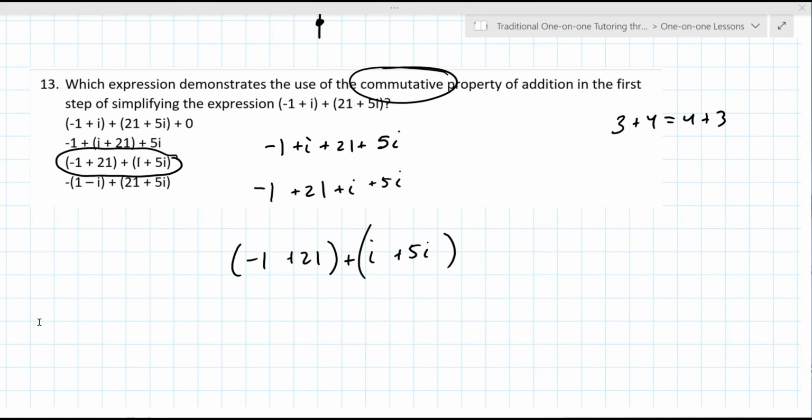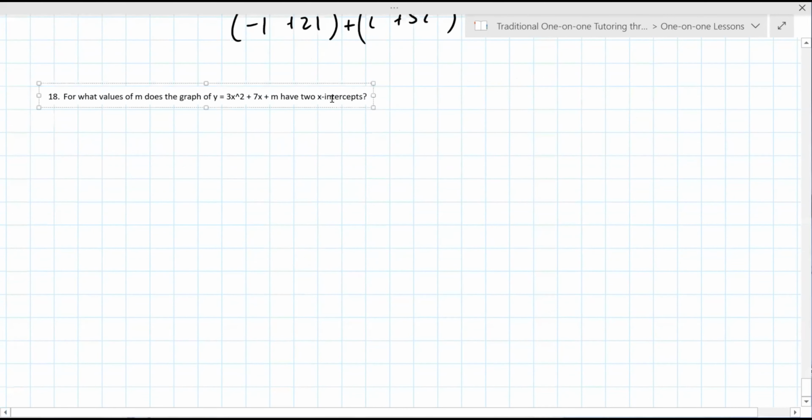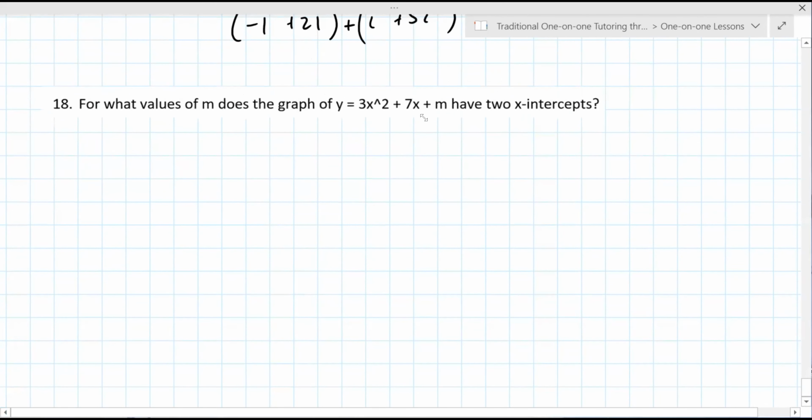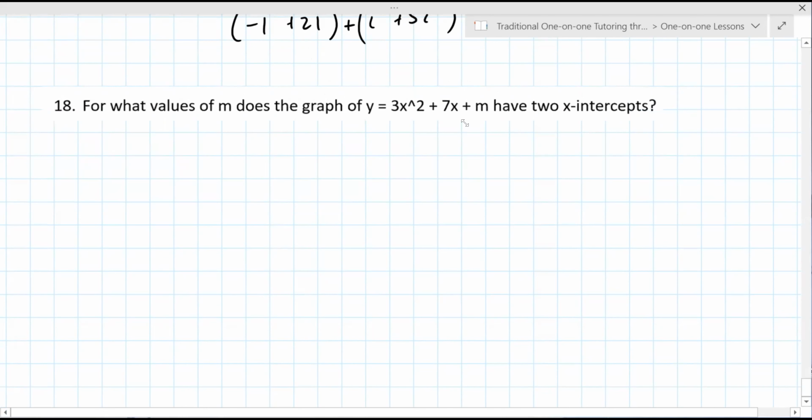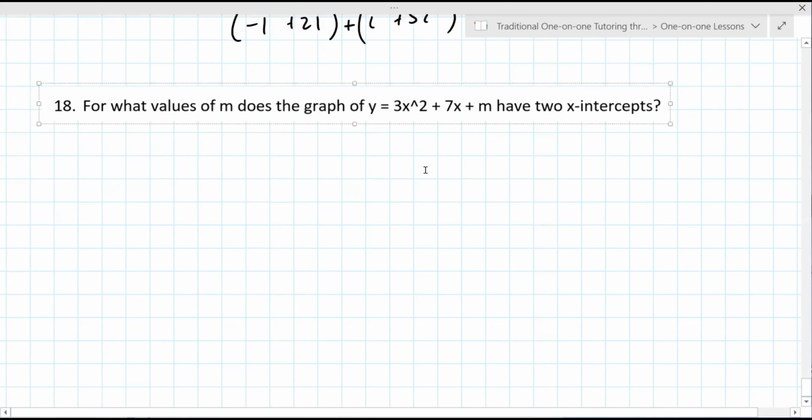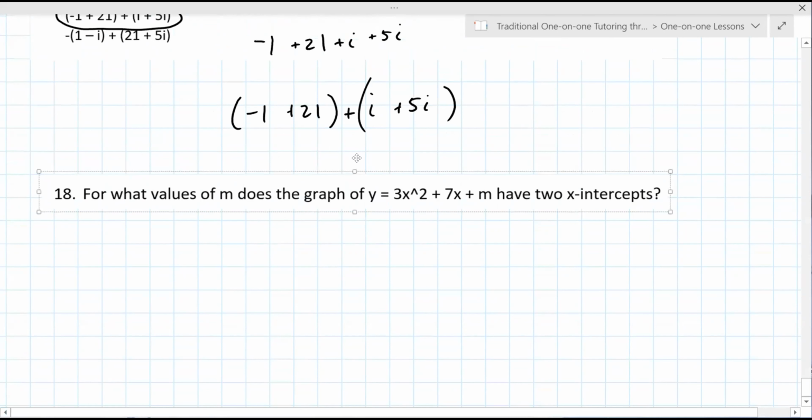Okay, so there's a couple ways to do 18. One is to graph it. The other is to use the quadratic formula. Which would you like us to do? I would rather graph it, but probably do the quadratic formula.